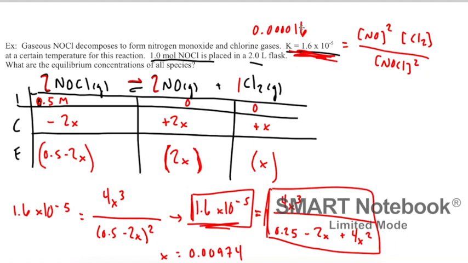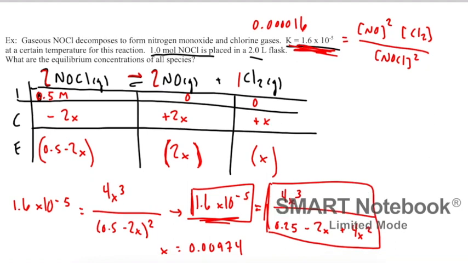What do you guys know is the meaning of a really tiny k value? That means that the forward process is not favored at all. The forward reaction hardly occurs to any significant extent. So listen very carefully. This is going to be true if and only if your k value is less than 1 times 10 to the negative 3, so less than 1/1000th. This is a safe thing for you to do.